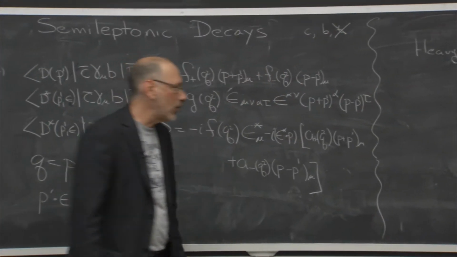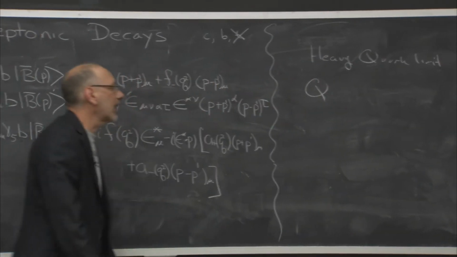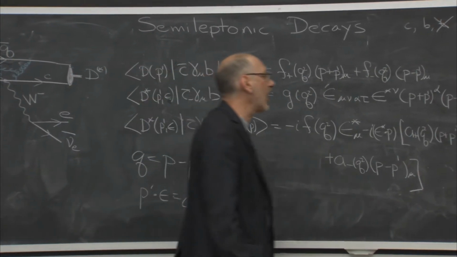So if I have a heavy quark, Q, that heavy quark can have some momentum, and if I take out the mass, some 4 velocity.